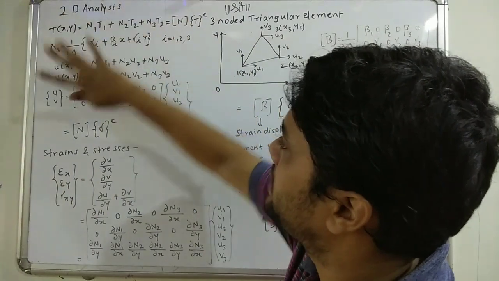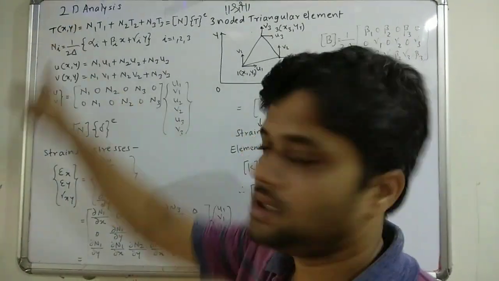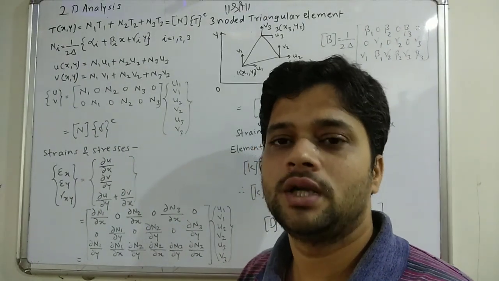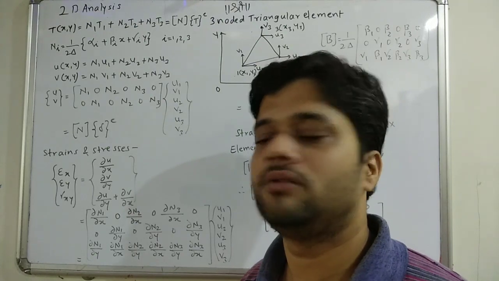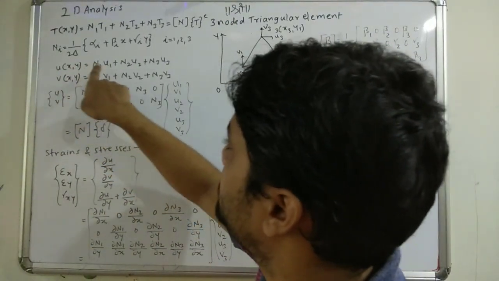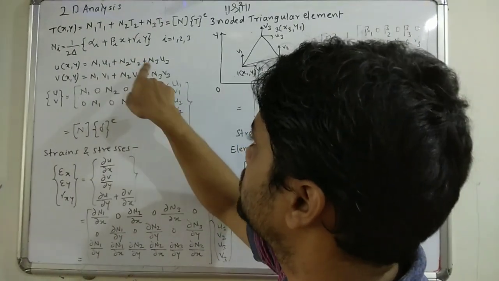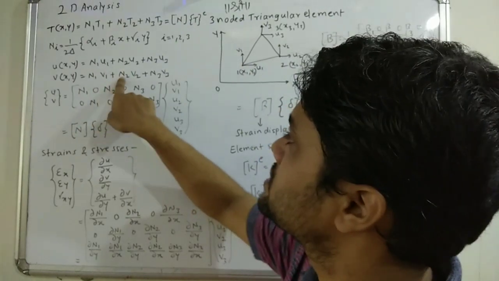When I subsequently applied this to the structural field problem, I know that in the structural field I have 2 degrees of freedom: u in the x direction and v in the y direction, which are my displacements. So u(x, y) becomes N1 u1 plus N2 u2 plus N3 u3, and v(x, y) becomes N1 v1 plus N2 v2 plus N3 v3.